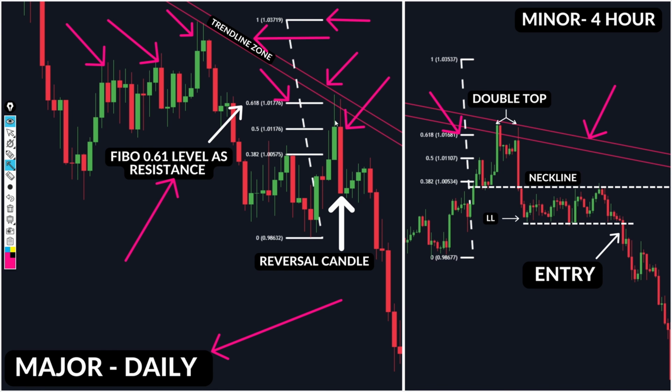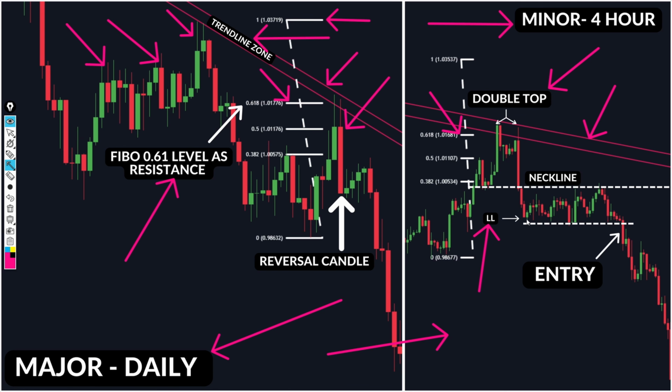Now once we have a reversal candle, we will then switch to the minor time frame, which in this case is the 4-hour chart. On the 4-hour chart, we got a double top pattern, which is a reversal structure pattern. Once you have a reversal structure, you then will wait for change of character, and the change of character will happen when the market creates a lower low. The market created a lower low here, which means the reversal is very near.